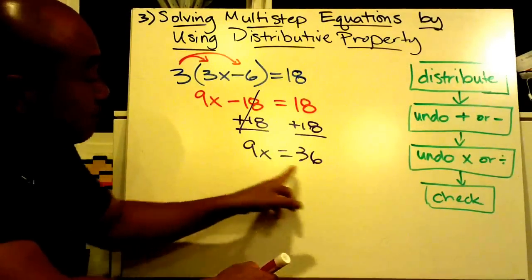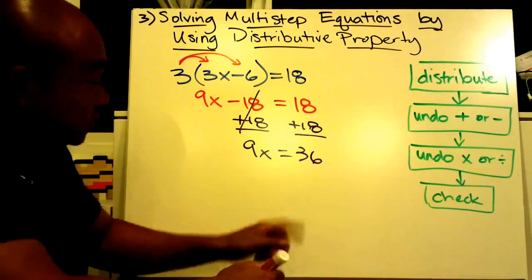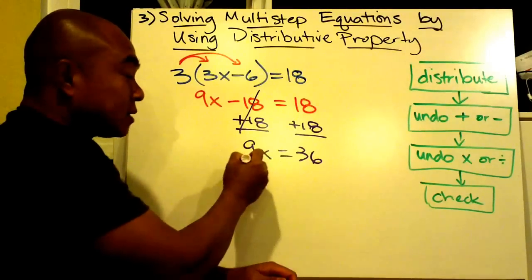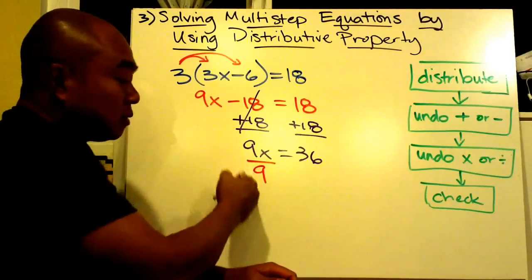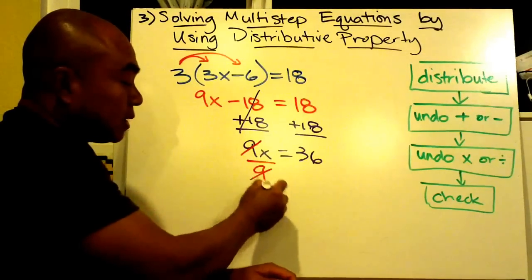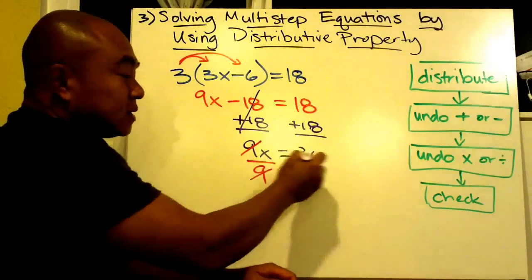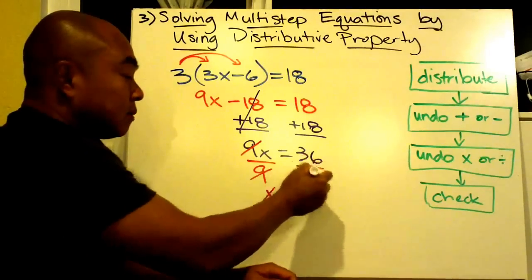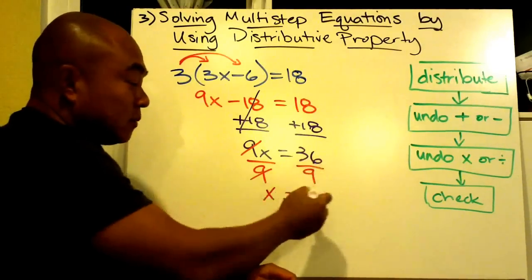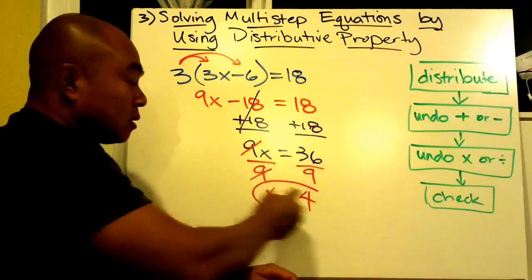At this point, mentally, you could probably just tell me what the answer is. But just so that we know for a fact, we're going to go ahead and undo the multiplication by dividing by 9. That gives me 1. That leaves me with x. Divide this side, property of equality, by 9. Because what I did here is divide by 9, I'm going to divide by 9 here as well. X is equal to 4.